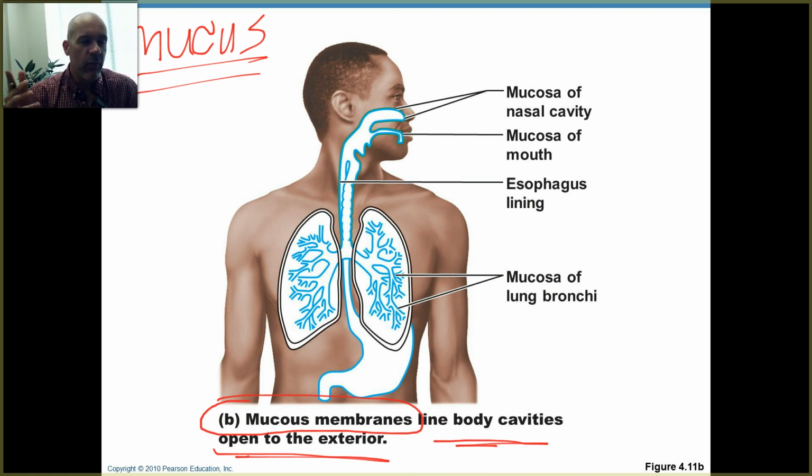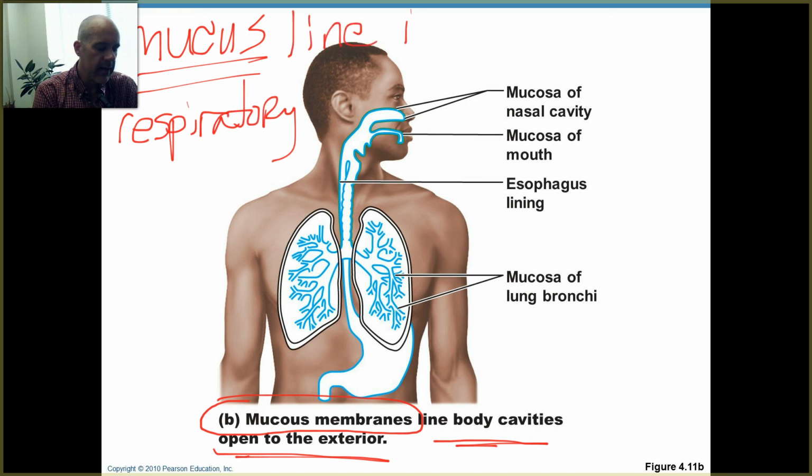So which body systems are lined on the inside with mucous membranes? Let's think about your body systems that do have openings to the outside. So obviously the respiratory system, which they're showing you here.